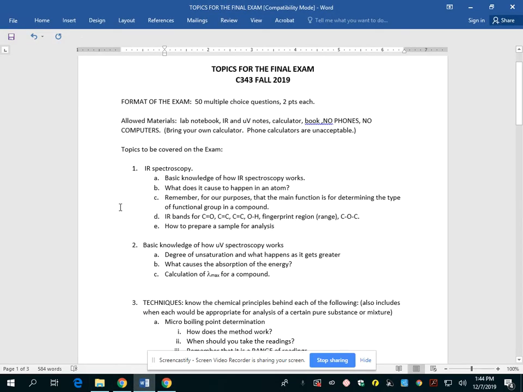All right, ladies and gentlemen, let's go over these items for the final. First topic there is IR spectroscopy. Basic knowledge of how IR spectroscopy works. In the sense there, I'm asking you what happens to a molecule when you put infrared radiation into it. What I'm looking for there is a discussion of the bending and the stretching of the bonds.